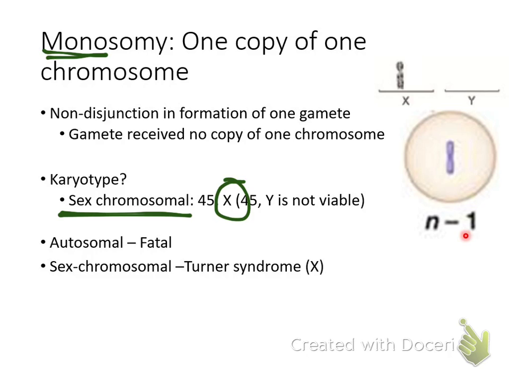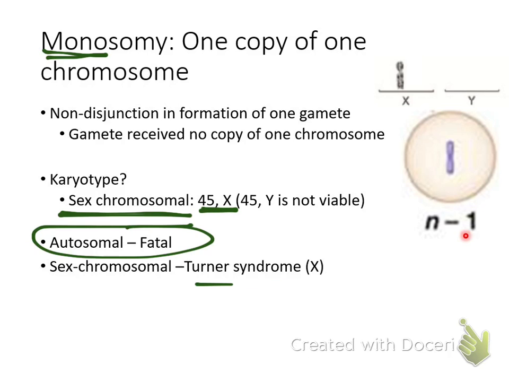Okay, 45X. The reason is because it's not that those non-disjunctions don't happen. It's just that we never see them in a fetus or a person because everything else is fatal. So if it happens in your autosomes, if you're missing 1 copy of chromosome 2, 1 copy of chromosome 3, whatever it is, you will not be able to be born. Okay, I don't even know if these progress much further than fertilization. So the one example is 45X, resulting in Turner syndrome.